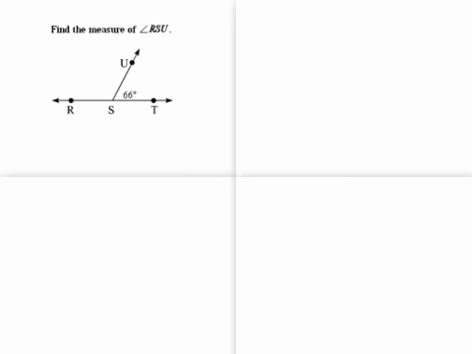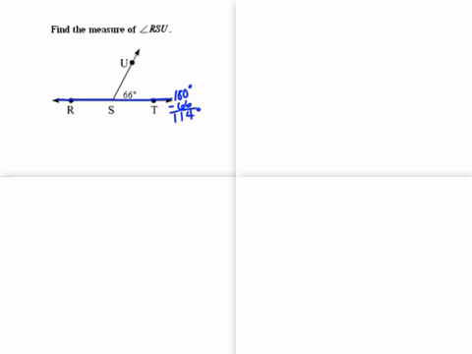In our first example, we're looking for the measure of angle RSU. First, classify the angles. Since they're adjacent angles formed by a pair of intersecting lines, I know this is a linear pair. The linear pair postulate tells me these angles are supplementary, which I remember from our last lesson means that they add up to 180 degrees. So if I subtract 66 from 180, I get 114 degrees, the measure of angle RSU.